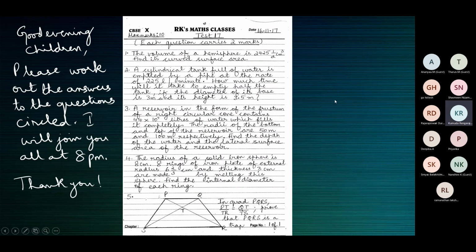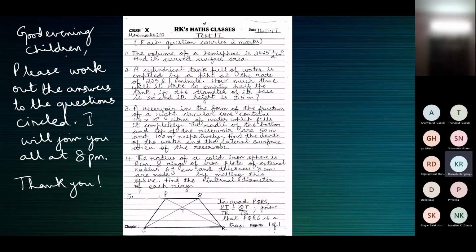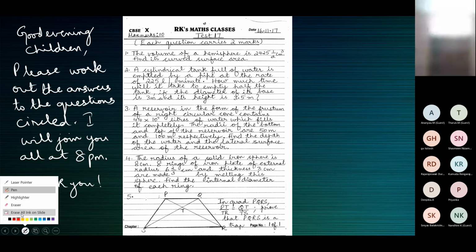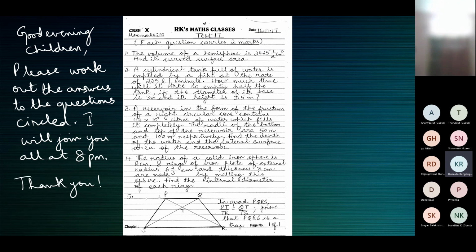Okay, but we have to now see the answer. But before that, again, those who want to listen can listen. So a cylindrical tank full of water is emptied by a pipe at the rate of 225 liters per minute. So that means the emptying pipe can remove 225 liters of water in 1 minute.